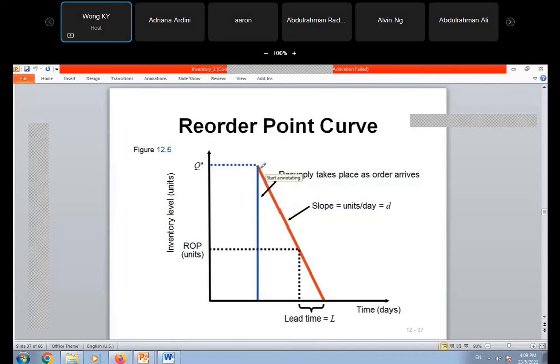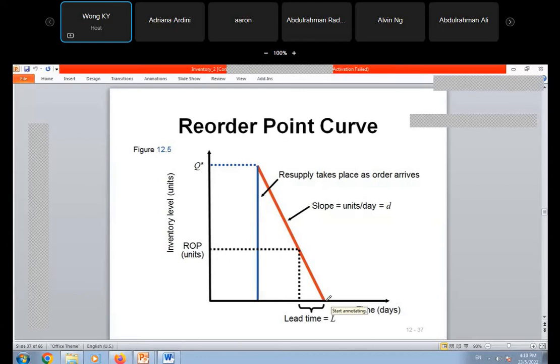So this is the usage rate of the inventory. The inventory level will decline. And if you remember what I said last week, the usage rate that we assume in the EOQ model is always constant and always linear. So therefore the slope of this line is constant, because the usage rate is constant. So the inventory level will decline until it reaches the zero level.